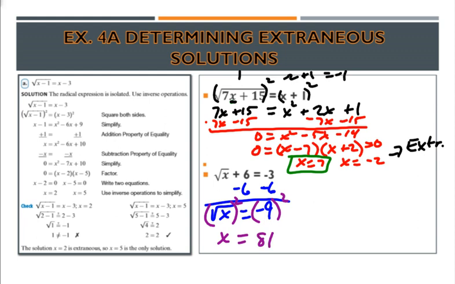If I check to see, does 81 work in here? The square root of 81 is 9, because remember, I can only use the positive root. 9 plus 6 does not equal a negative 3. So this is no solution.